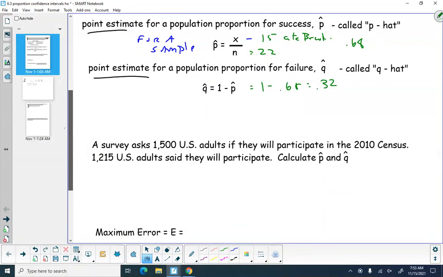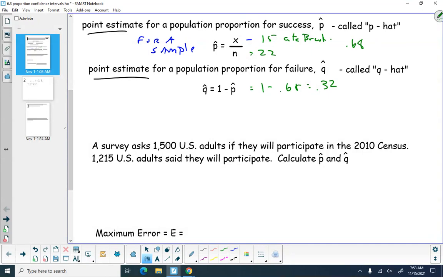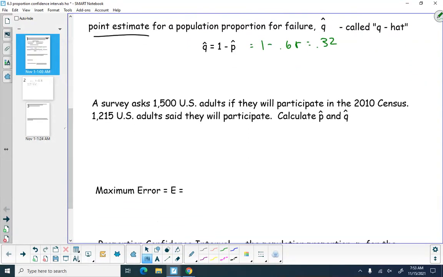This is some data from way back. Survey of 1,500 U.S. adults. The survey asked 1,500 U.S. adults if they will participate in the 2010 census. 1,215 U.S. adults said that they will participate. Calculate p hat and q hat.